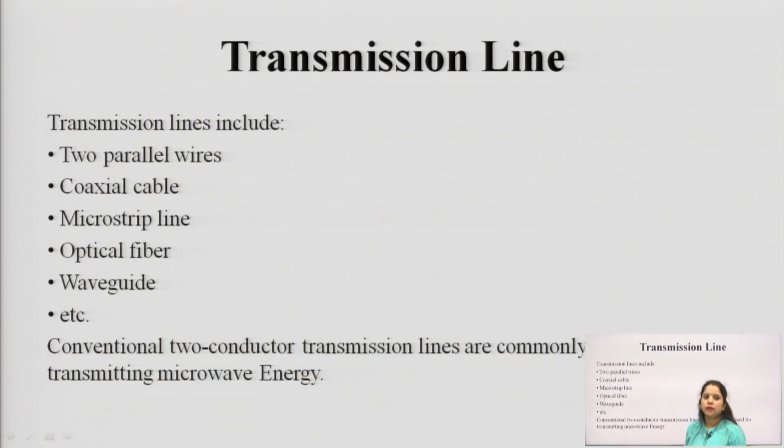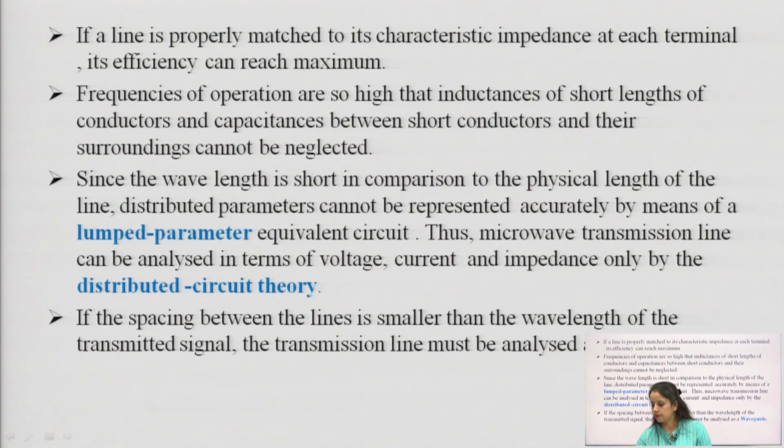So, basically there are various types of transmission line. The first one is the two parallel wires, then cable, coaxial cable, microstrip line, optical fiber, waveguide, etc. In this sub lecture, I am going to give the basic description of the two parallel wires transmission line equations. The conventional two conductor transmission lines are commonly used for transmitting microwave signals.